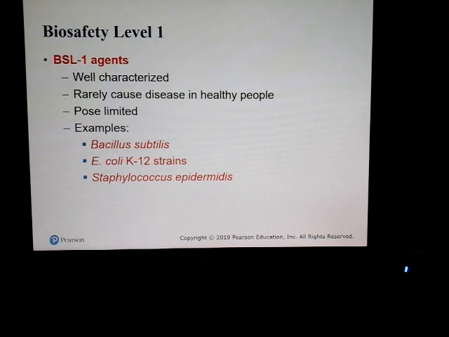So for BSL-1 agents, please know the examples would be Bacillus subtilis, E. coli K12, and Staphylococcus epidermidis. They're very well characterized. They very seldom will cause disease in healthy people, and they pose a limited threat. So they're actually not that dangerous.